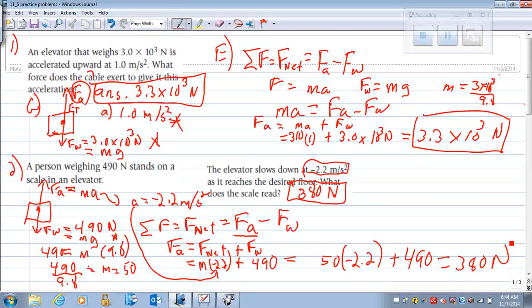Okay, so that's elevator problems. Look over that and see then if you can understand that. If there's any questions, let me know in class.